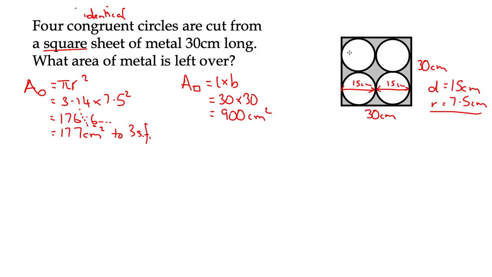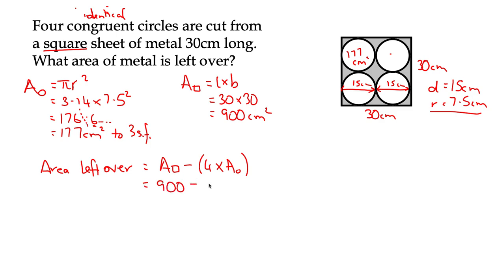We know the area of 1 circle is 177. But of course there's 4 of them. 1, 2, 3, 4. So the metal left over, area left over, is going to be our area of the square, which we started with at 900, subtract 4 times the area of the circle. I don't really need the brackets there because the order of operations would say do that, but visually it helps us to remember that there's something going on. So it's 900 subtract 177 times 4.